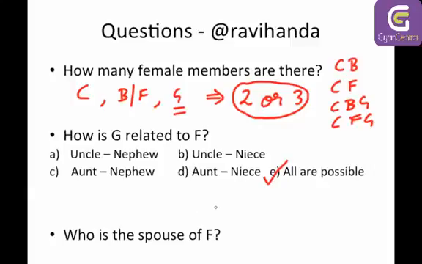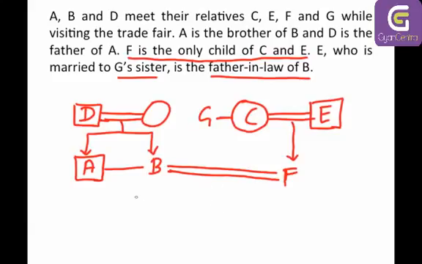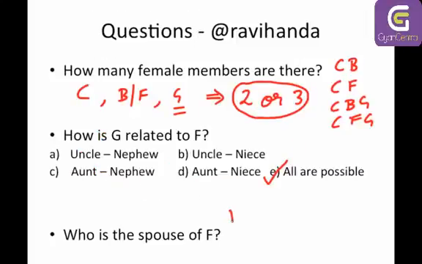Who is the spouse of F? I think this one is simple. B is married to F, so B is the spouse of F. If the question was whether B is the husband of F or B is the wife of F, then we will not be able to say, because we do not know that B is a male or a female. But what do we know? We know that F and B are married to each other, and that is why B is the spouse of F, and my answer is B.